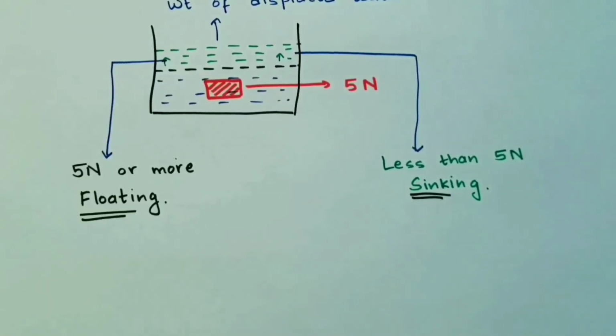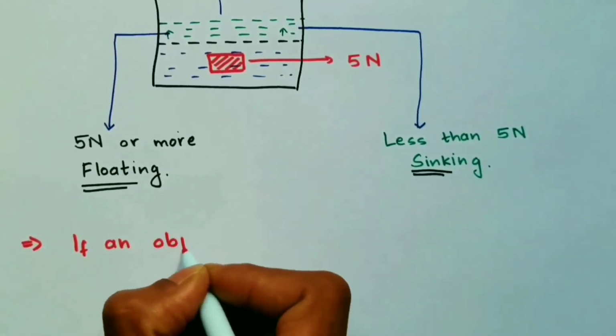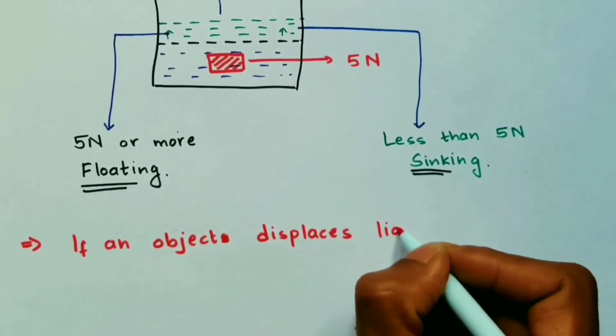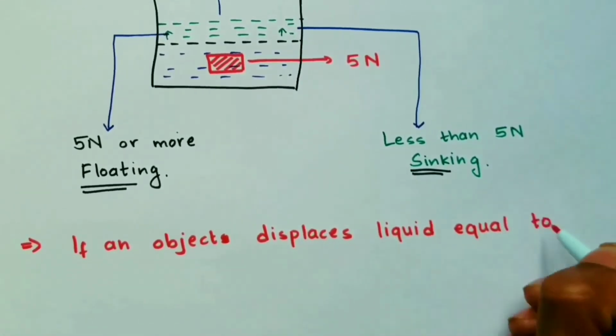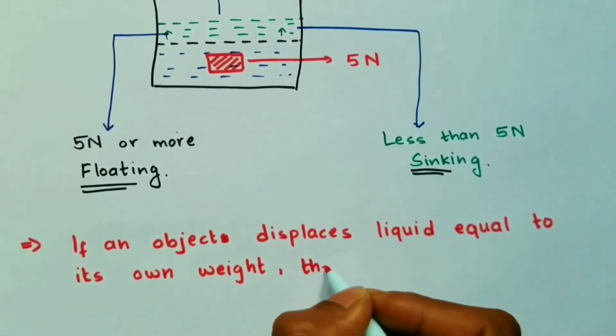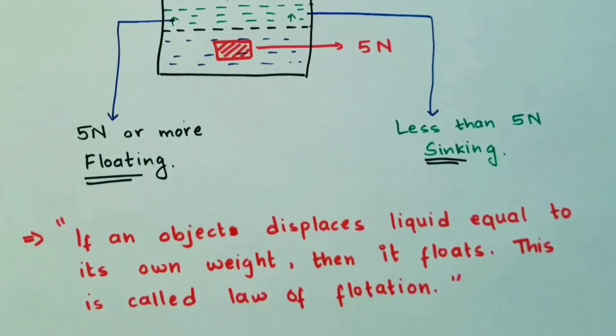So now we can write the statement of the law of flotation, which is: if an object displaces liquid equal to its own weight, then it floats. And that is our law of flotation.